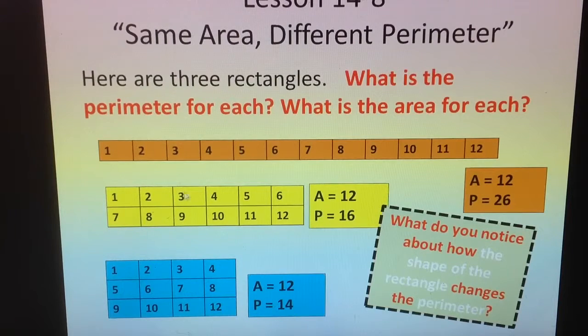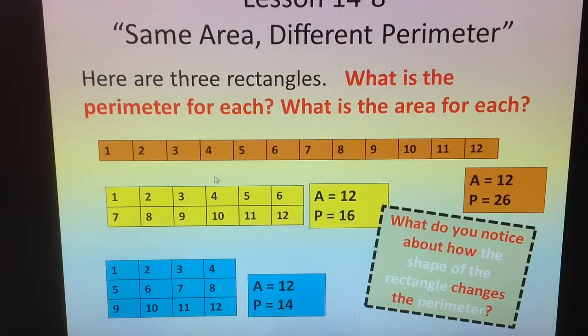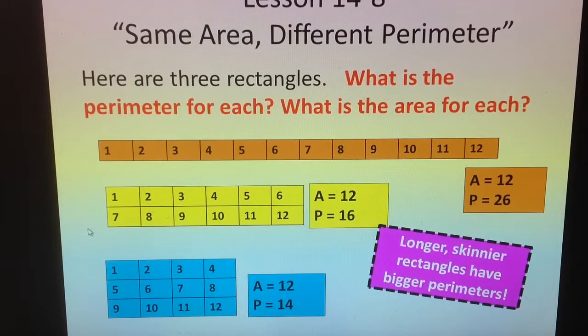inside the shape. Like for example, this line right here on the top of the 5, it's a perimeter piece on the long skinny rectangle. Down here, that same line on the top of the 5 is no longer counted for perimeter because it's tucked inside the shape. There's so many edges tucked inside the shape here that they just don't count for perimeter anymore. Longer, skinnier rectangles have bigger perimeters. That's one thing we absolutely have to remember for today.